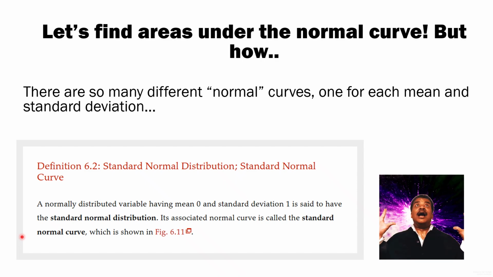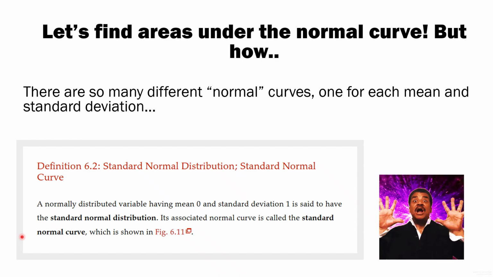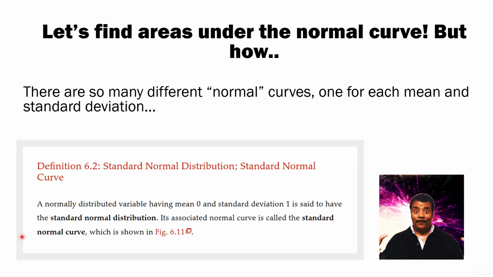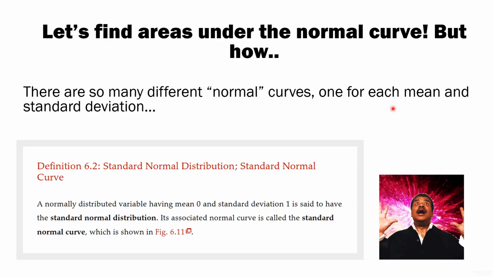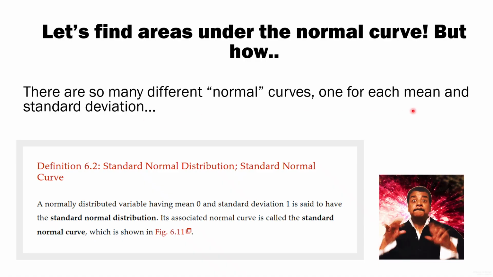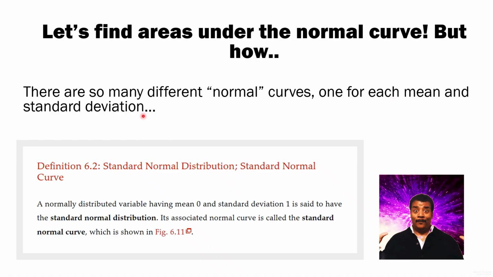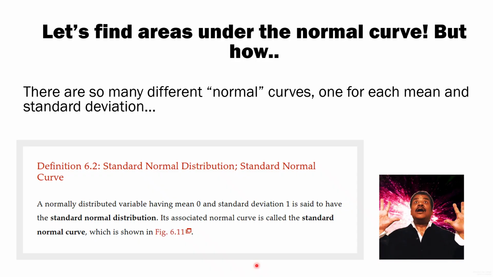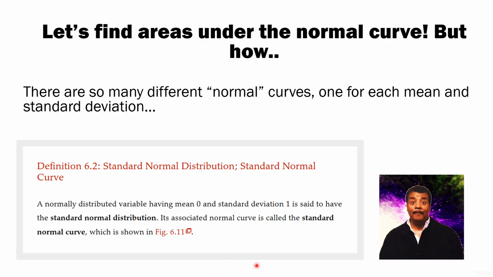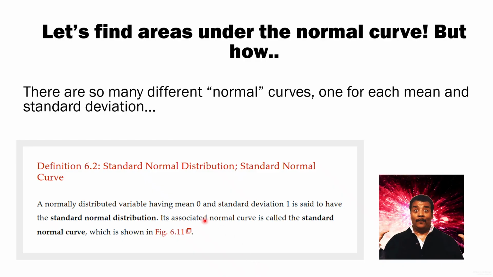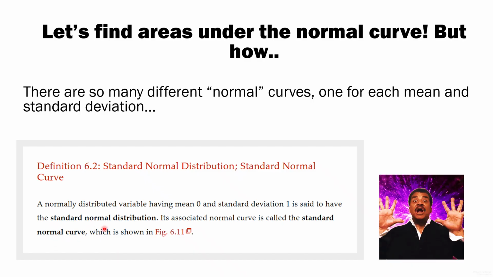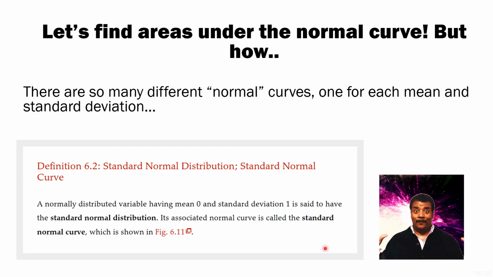So let's find areas under the normal curve. But how? There are so many different normal curves that there'll be one for each mean and standard deviation. Remember, it's centered on the mean and it spreads out by the standard deviation. So there are infinitely many different normal curves. A normally distributed variable having a mean of 0 and a standard deviation of 1 is said to have a standard normal distribution. Its associated normal curve is called the standard normal curve.